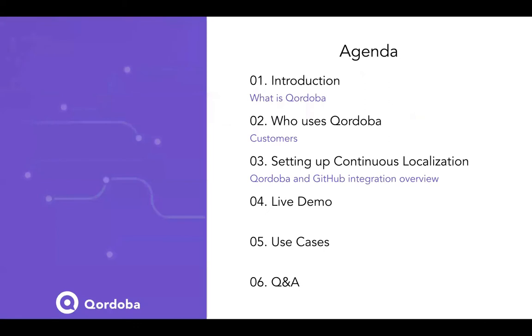A quick review of our agenda this morning. We'll have a brief introduction, then I'll talk a little bit about some of our customers at Qordoba. Then I'm going to hand things over to Zane, who's going to discuss setting up continuous localization. He will run a live demo. We'll touch a bit on use cases, and then we'll have an interactive Q&A at the end.